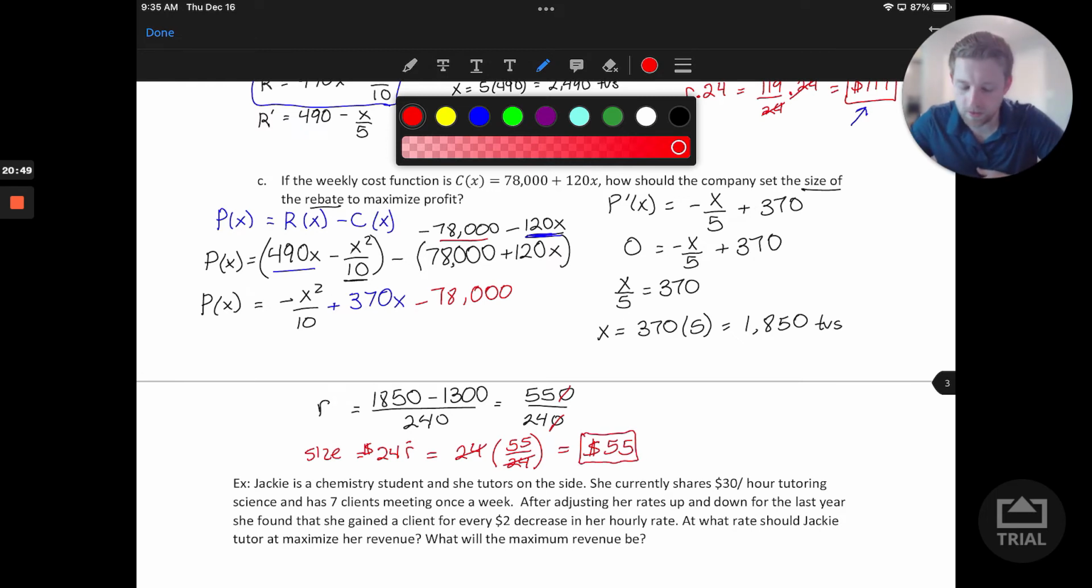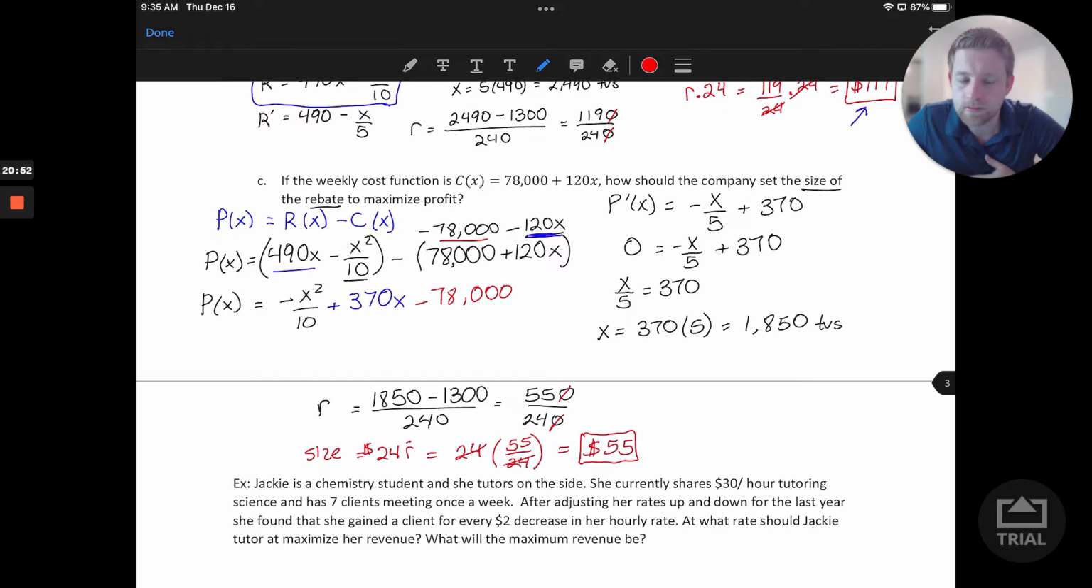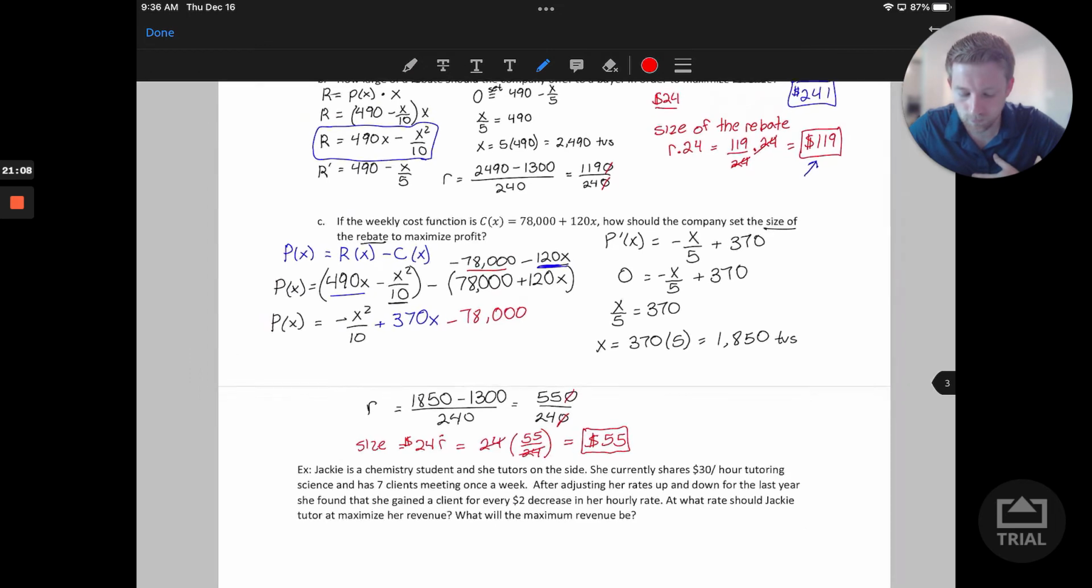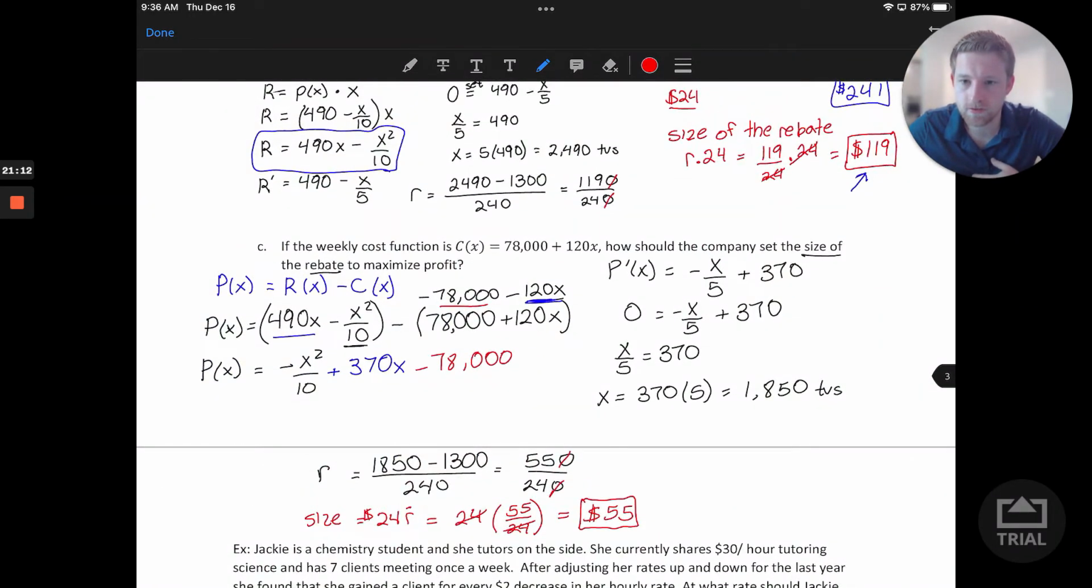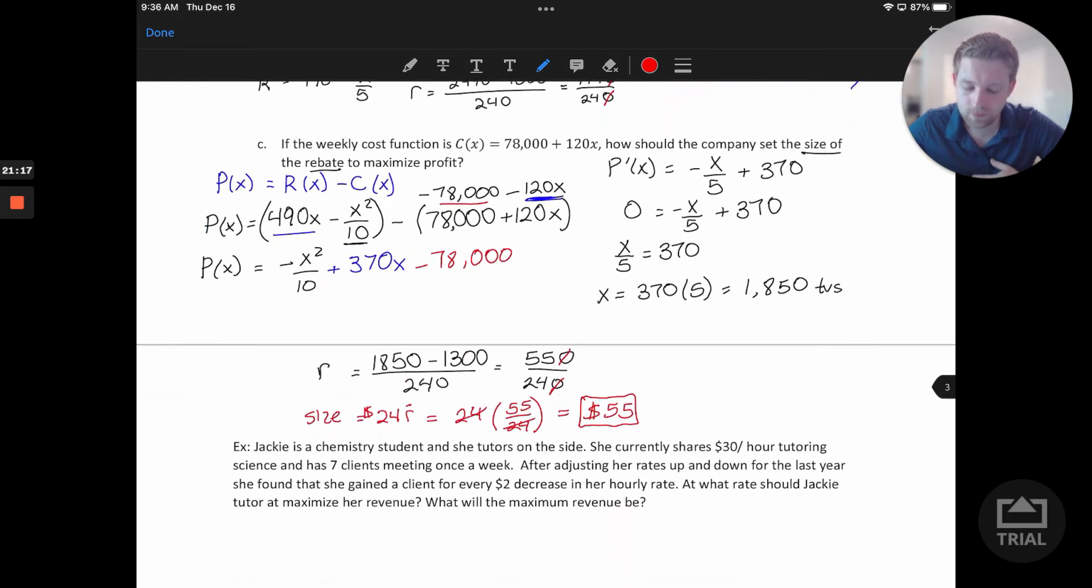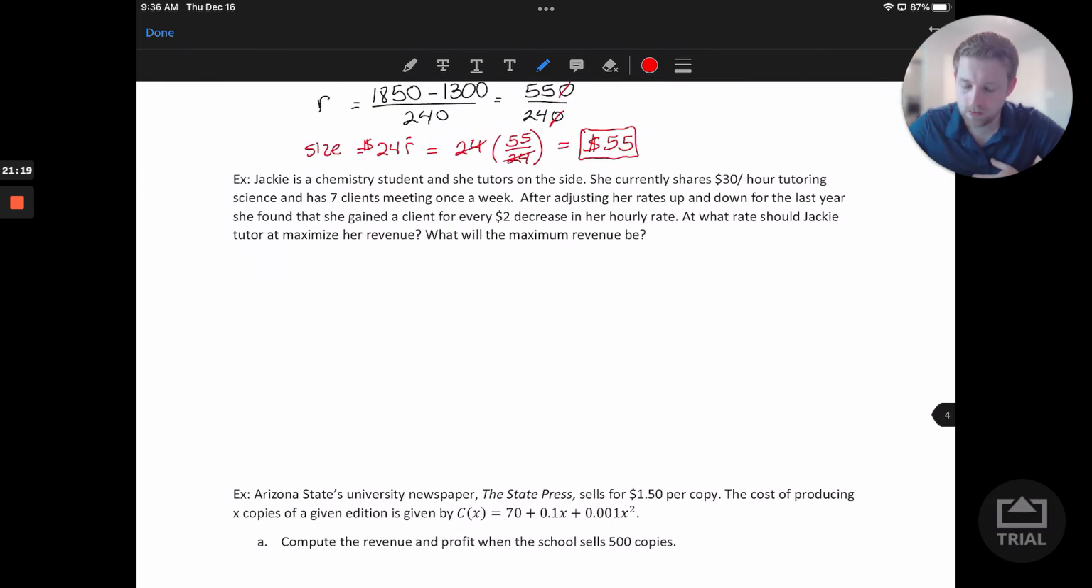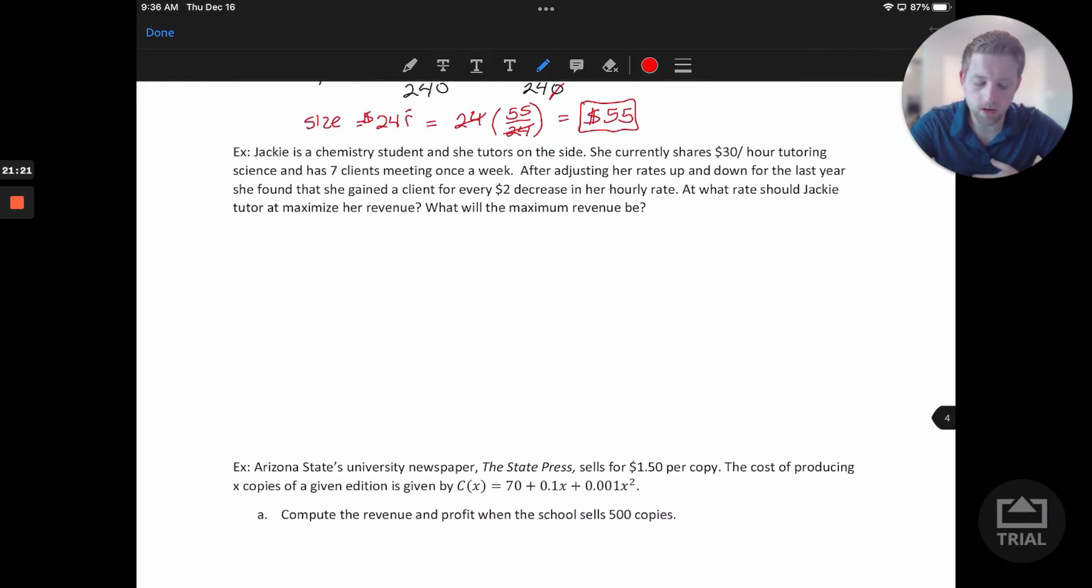So with the added constraint of the cost, we actually don't want to give too much of a rebate. We'll actually have to only give a $55 rebate to maximize profit. And that's really what we should be after, is maximizing profit instead of just revenue itself. Okay, so that would be the completion of Part C. Let's go ahead and jump into our next question.